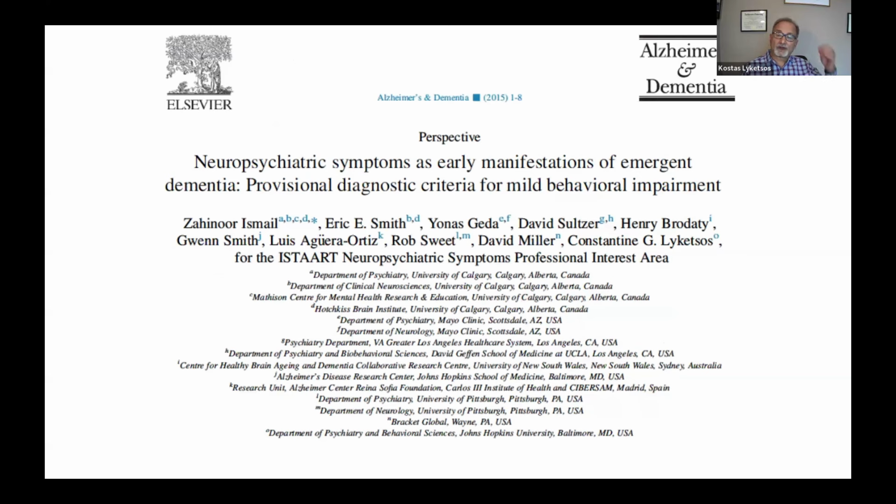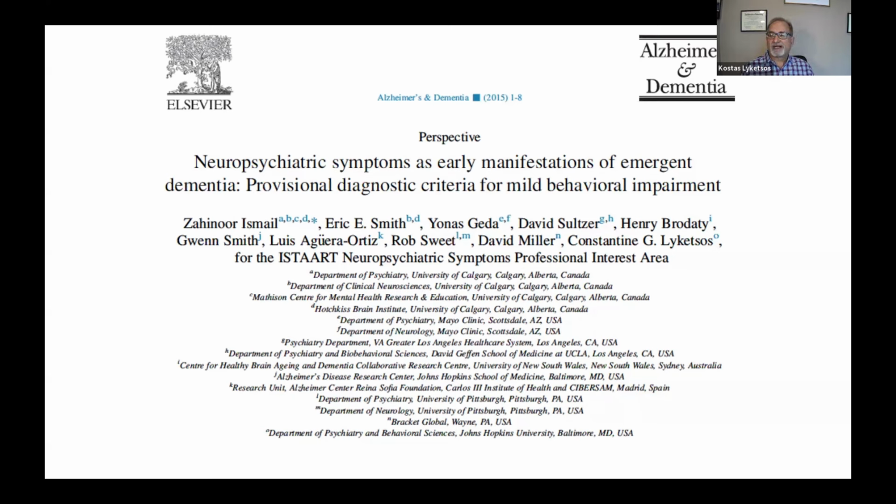Many years back, a group of us came together under the neuropsychiatric syndromes PIA for iStart, and we felt like it made sense to start understanding whether there was perhaps a unique syndrome that was occurring before the onset of dementia that might characterize a typical syndrome, and you'll see how we defined it, but also be a better way of trying to define and understand the people who are going on to develop dementia at a faster rate. And this was a parallel idea to MCI, the mild behavioral impairment.